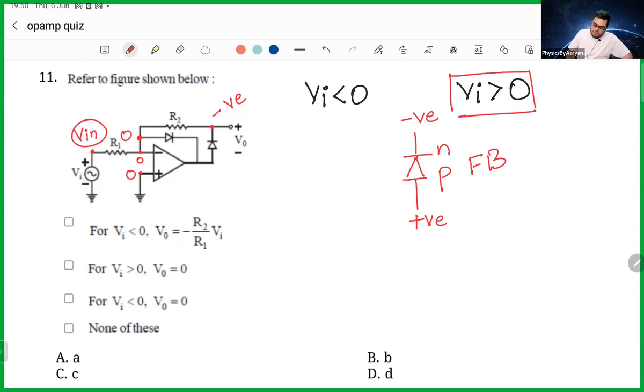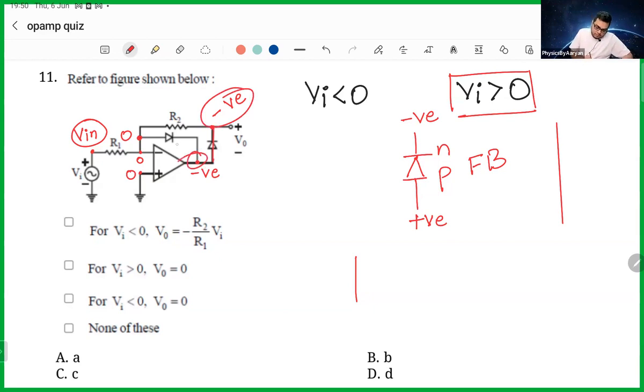Forward bias means the diode becomes like a wire. So first of all, this diode becomes like a wire. Let me make this circuit. So this is a wire. Also, this side will be negative, because if this is a wire, then this negative voltage will be the same as here.